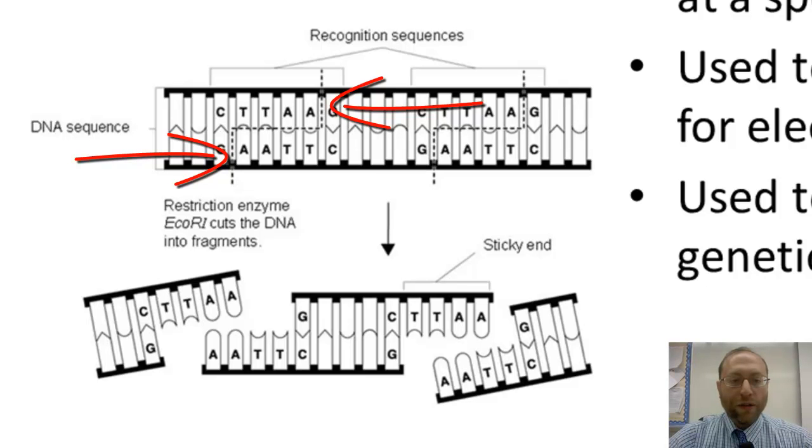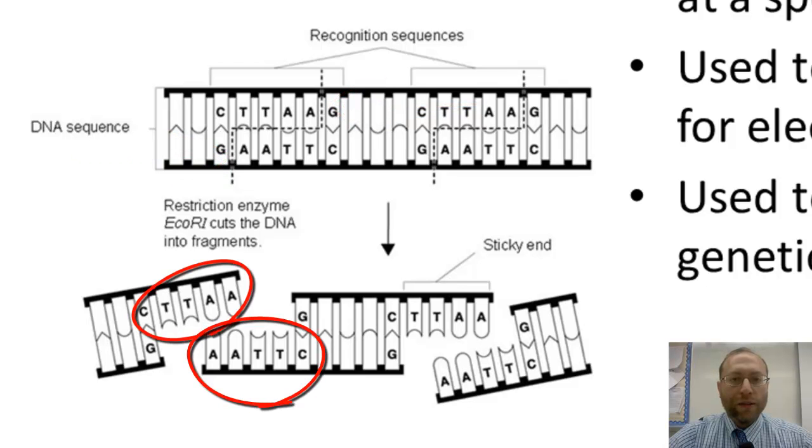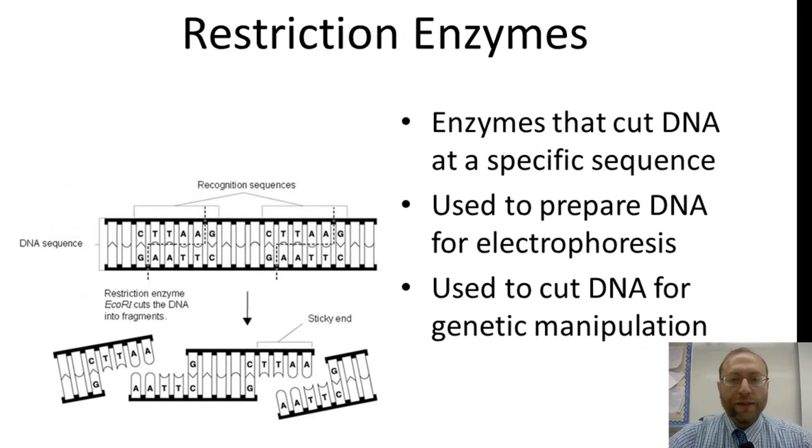What that leaves are sticky ends, and these are very useful in genetic engineering because those sticky ends can more easily stick to other DNA which have been cut by the same restriction enzyme. So these restriction enzymes are used to prepare DNA for electrophoresis. In the State Lab Biodiversity, we have simulated this. And also, as I said, it's used to cut DNA for genetic manipulation.